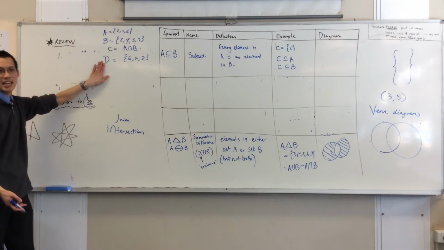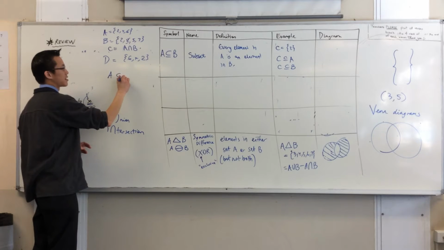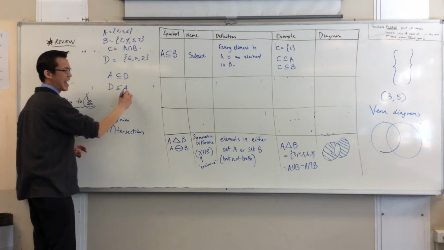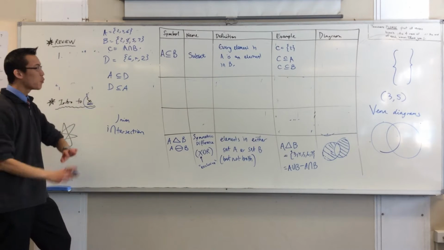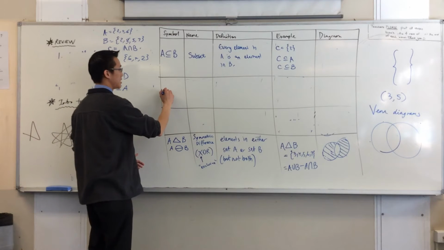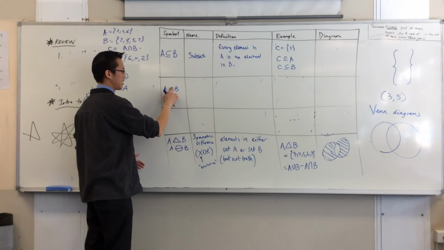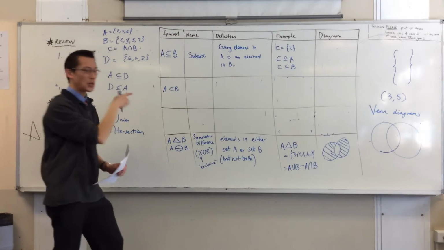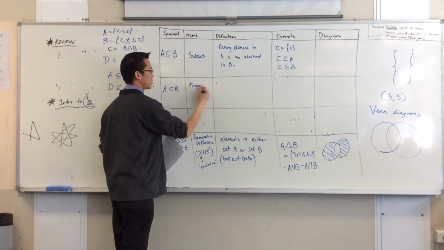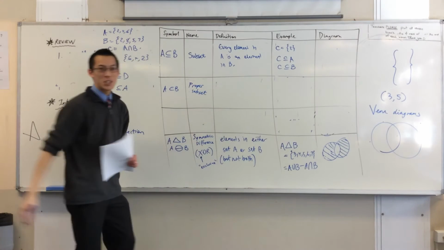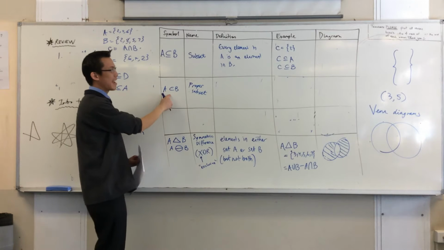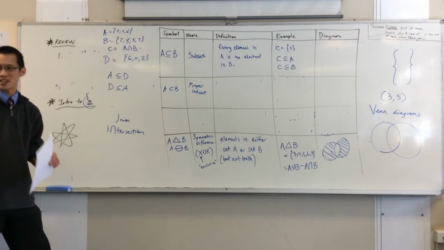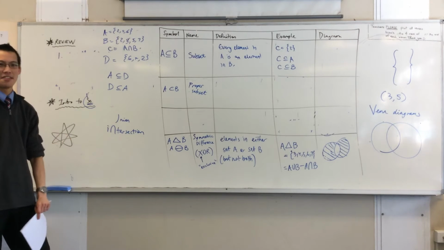Every element in A is in D, so A is a subset of D, but D is also a subset of A. That's just a bit weird. So what we tend to mean more is this, without the line underneath it. A is a proper subset of B, which means that everything in A is in B, but B's got something else. B's got at least one element that isn't in A.